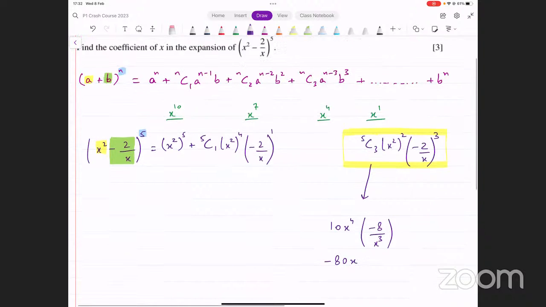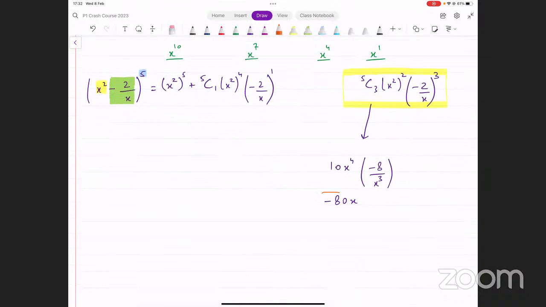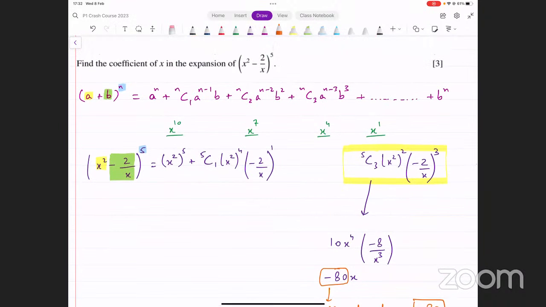This is the term that we were looking for. They were asking for the coefficient of x. We could say the coefficient of x is minus 80. And that's what we were looking for. The coefficient of x is minus 80. All right. So this is using the first method.